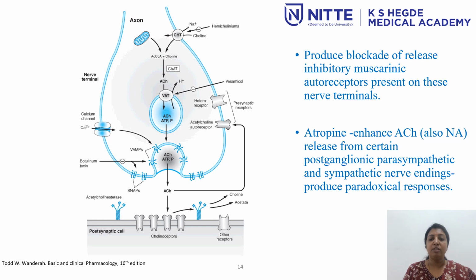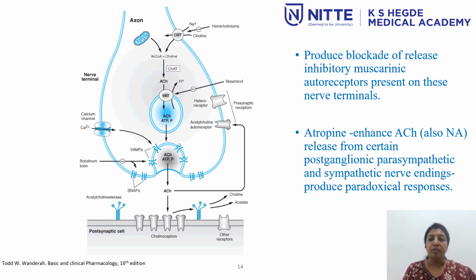Another paradoxical response of atropine is that it can produce blockade of the inhibitory muscarinic autoreceptors on the nerve terminal. If you remember this figure, we had discussed it while discussing cholinergic neurotransmission. This is the presynaptic cholinergic nerve terminal. We have acetylcholine synthesized and stored in these storage vesicles, and there is release of acetylcholine into the synaptic cleft. It can act on the receptors, these postsynaptic receptors on the effector organs, by which it produces the response.